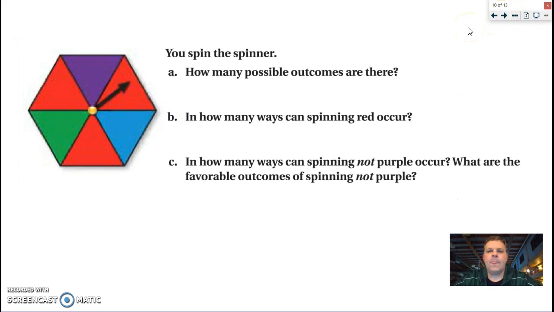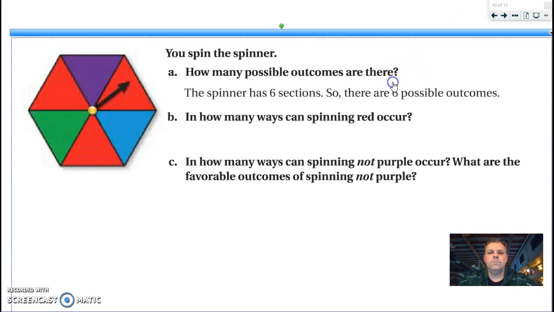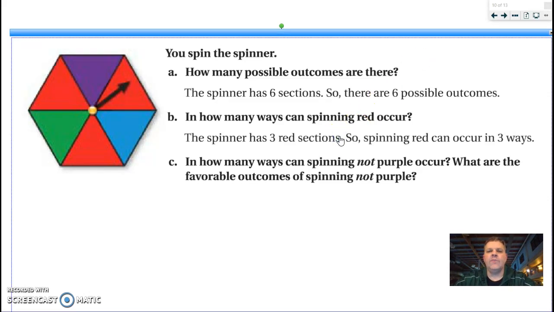You spin the spinner. How many possible outcomes are there? The spinner has 6 sections, so there are actually 6 possible outcomes. Even though I see 3 red ones, there are still 6 different sections, so there are 6 possible outcomes. In how many ways can spinning a red occur? Since we see there are 3 different red sections, we have 3 ways that red can occur.